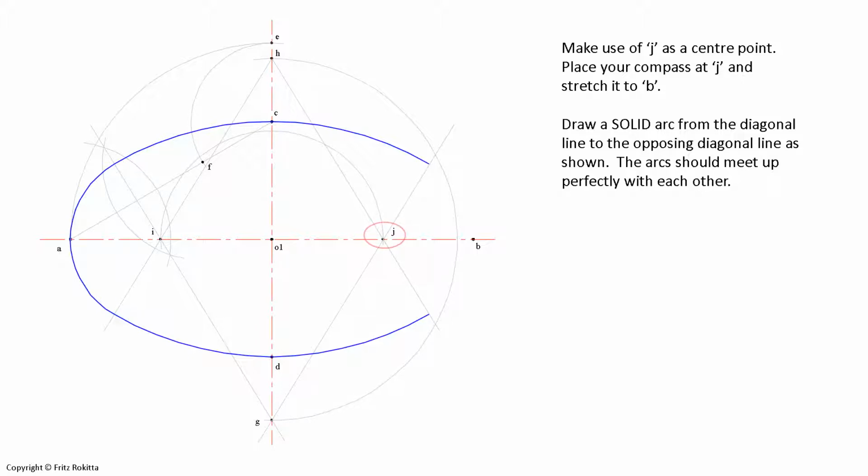For the last step, we will now duplicate what we did from I to A on the main axis. We will now place our compass on point J and stretch it to point B on the right hand side of the main axis and draw a solid arc that meets up with the two larger arcs on the two diagonals going through point B. This will now conclude the construction of your ellipse.